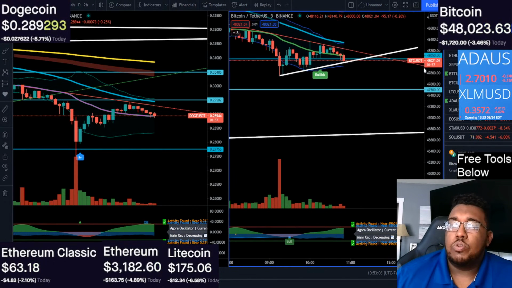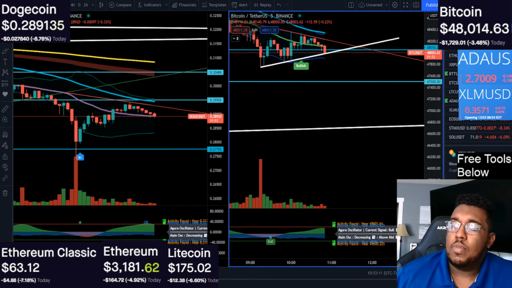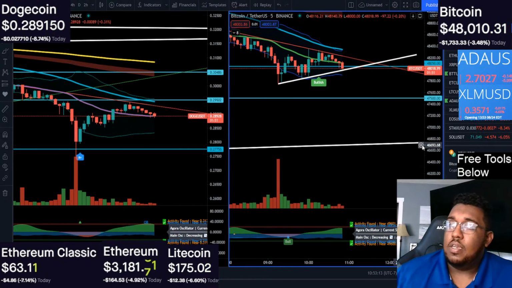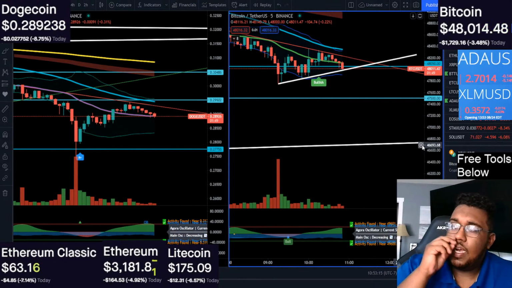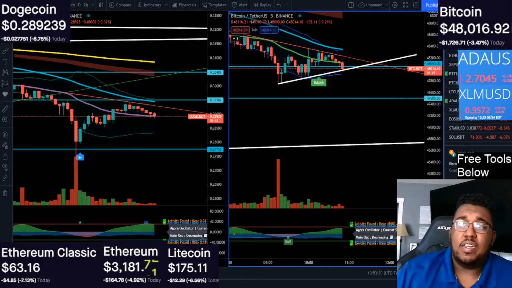But that's only if we're able to bounce off there. If not, Dogecoin can go back down to 25 cents or so if we end up breaking down below this white line here, okay? Maybe even before we hit that white line, actually. 29, maybe 27, 26 cents, not 25. But still, 25 is still a possibility by the end of the week for Dogecoin.